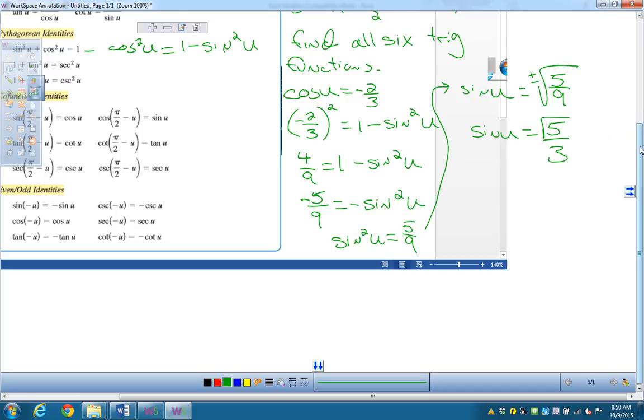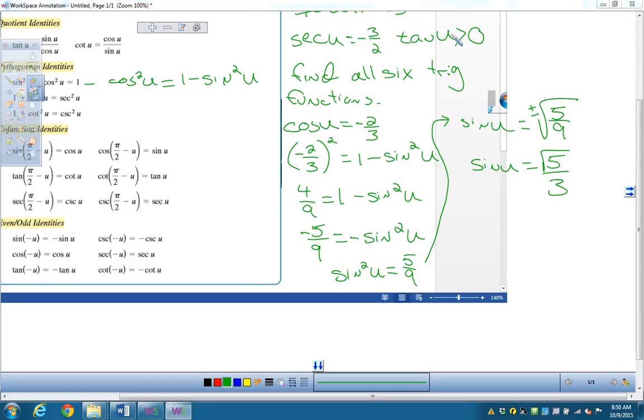Oh, it's above. I was told that tangent u is greater than 0, right? So you kind of have to think which quadrant I'm in. Tangent is positive and secant and cosine are negative down here, and that means that sine would be negative. Because when tangent is positive and secant and cosine are negative, I'm in the fourth quadrant. So this one would be negative, right?